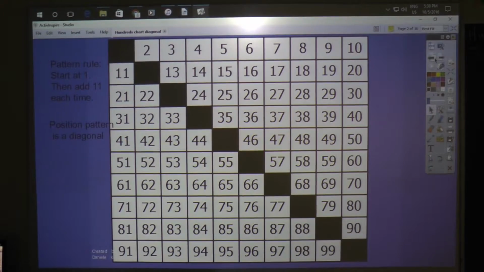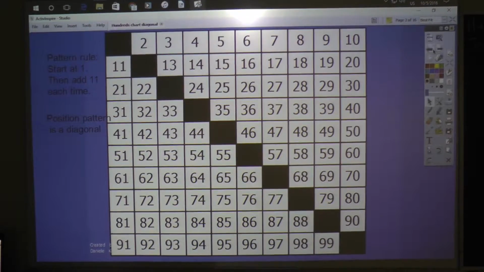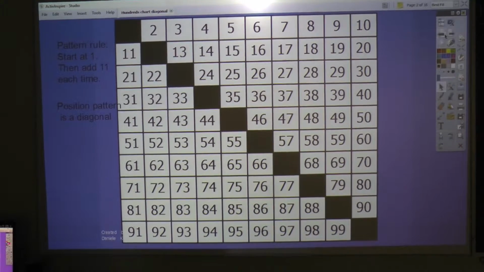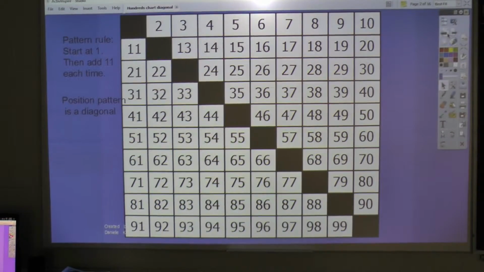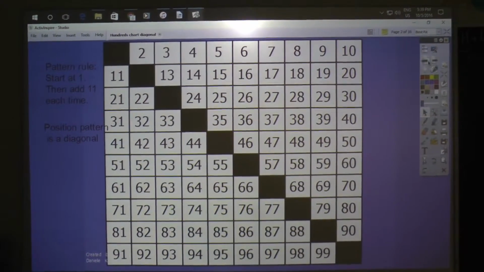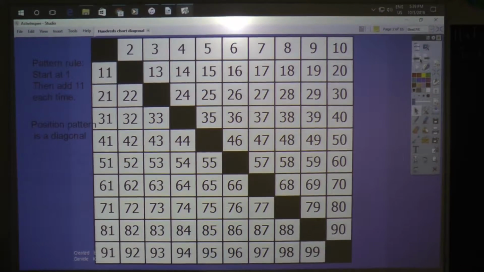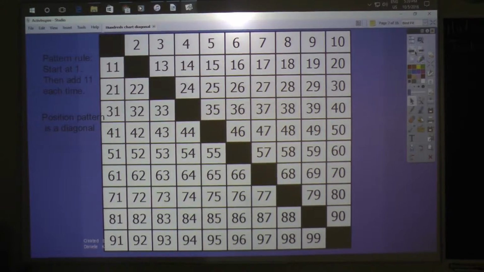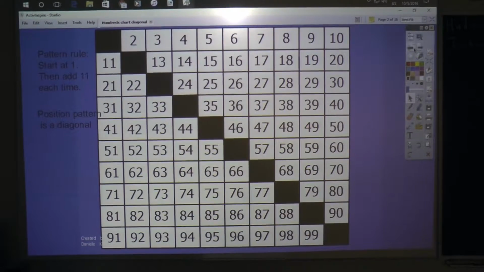For your test, when it comes to writing pattern rules, I want you to write 2 sentences or 3 sentences. The first sentence will always begin with the word start. In this case, the pattern rule is start at 1. Your second sentence will start with the word then. The then sentence is where we describe how the pattern is changing. Start at 1, then add 11 each time. For each pattern rule you see on the test, decode how the pattern is changing.